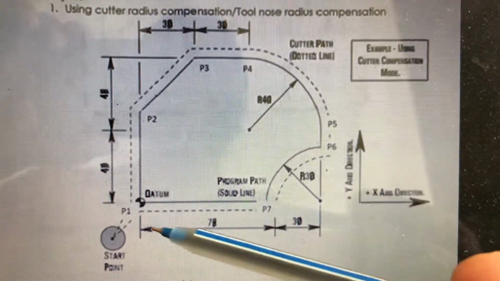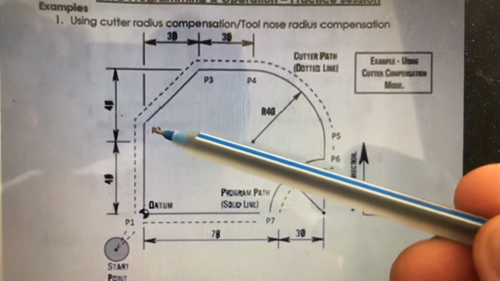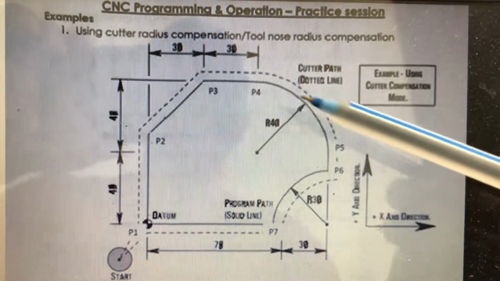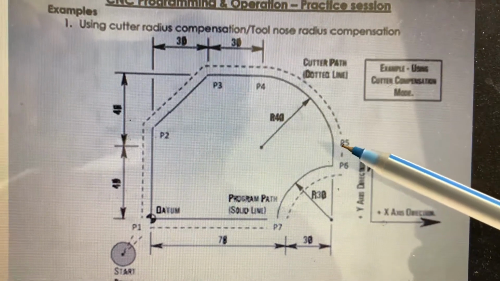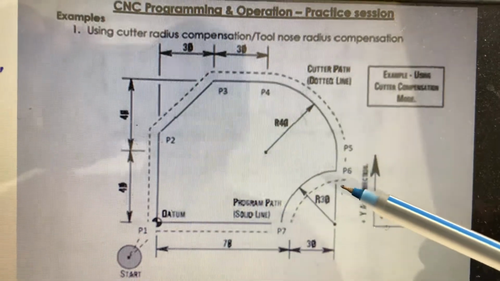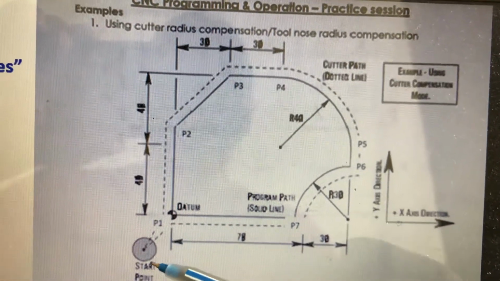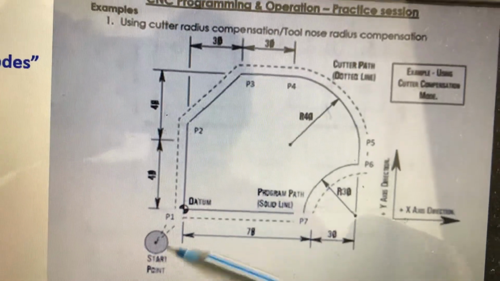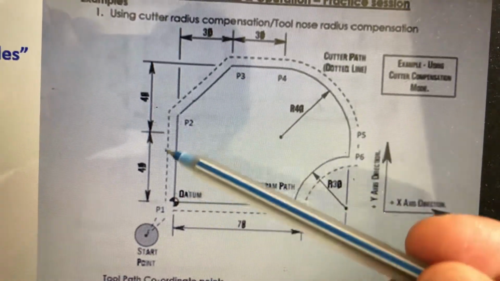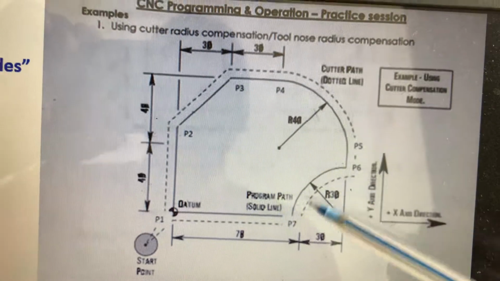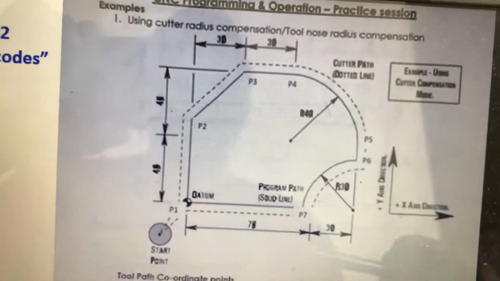You see, we have points P1 and then P2, then P3, P4, then P5. P5 to P6 is a straight line, again P6 to P7 and back to P1 and goes back to the start point. So this is the tool path. The broken lines show the tool path, and this is the profile of the object.